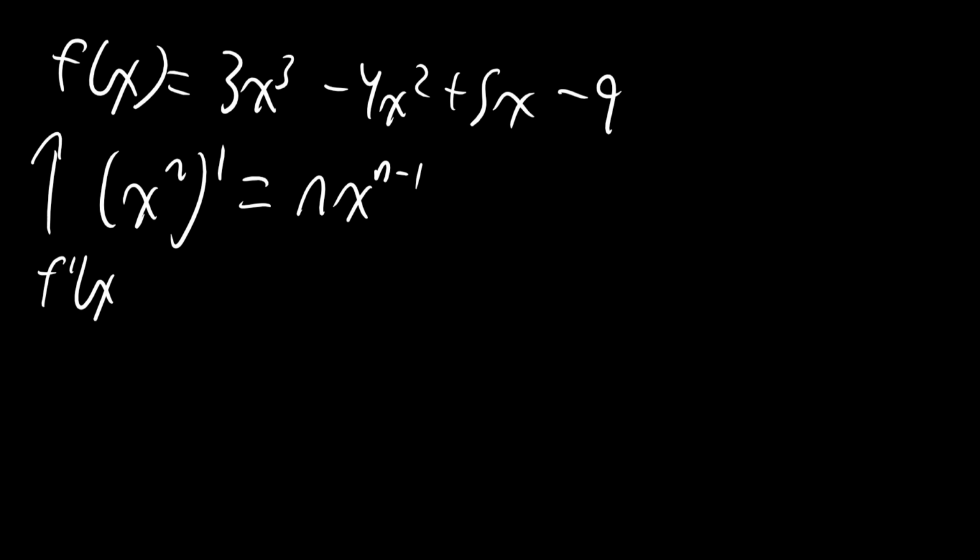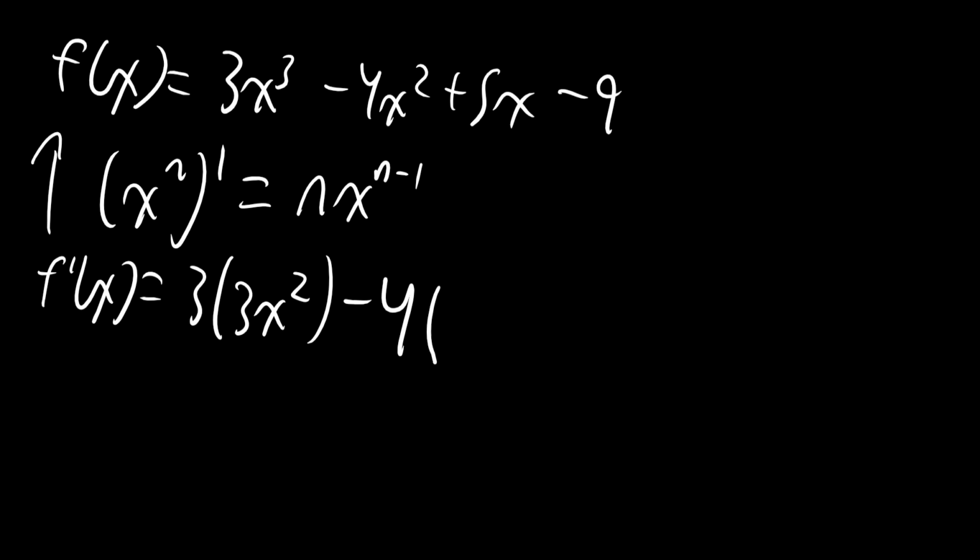So we get f prime of x, so we'd get 3 times, and then we have x cubed. When we differentiate that, we get n, which is 3. So 3 times x to the n minus 1, and 3 minus 1 is 2. So we get 3 times 3x squared. That's it. And then minus 4 times 2x plus 5.